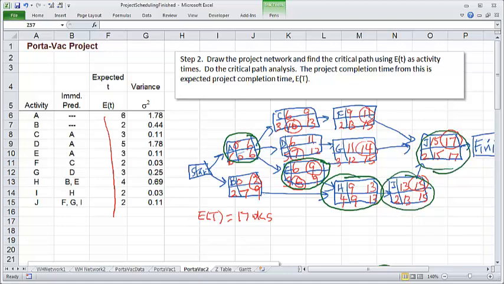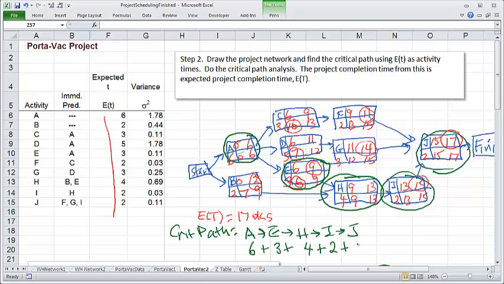So we have a critical path of A, E, H, I, and J. And let's check to make sure the length of this path is the same as the 17 weeks. So that's 6 plus 3 plus H is 4, I is 2, and J is also 2. So that gives us 9 plus 4 is 13, plus 2 plus 2 is 17. Okay, so that checks out.